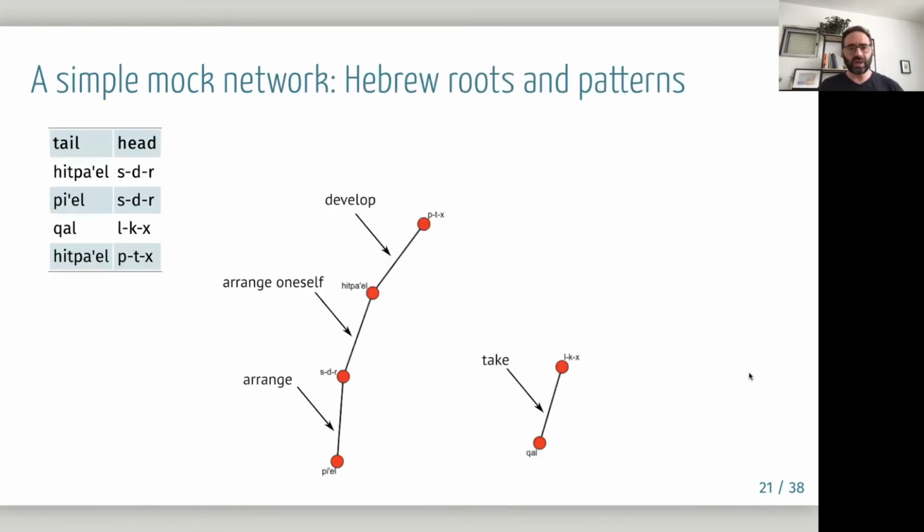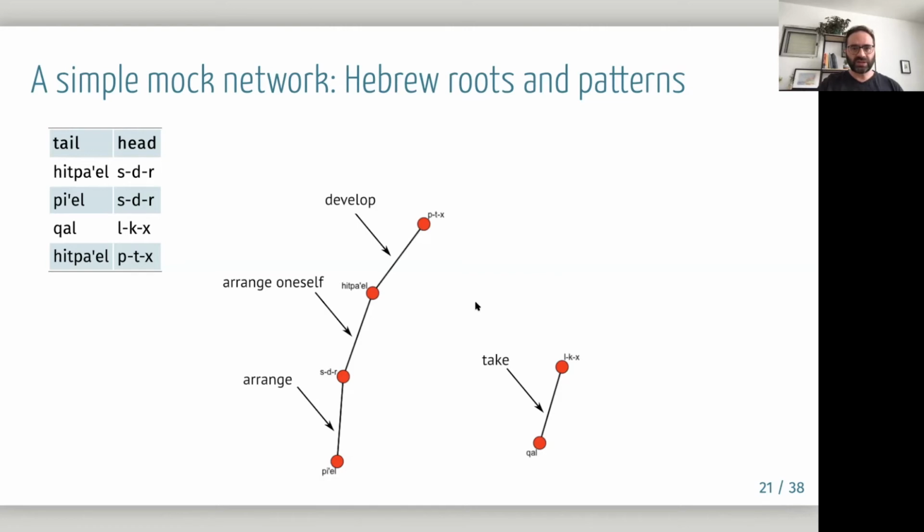So let's remember our network from before, the simple mock network of Hebrew roots and patterns. We have 3 roots and 3 patterns, creating 4 different verbs: develop, arrange oneself, arrange, and take.